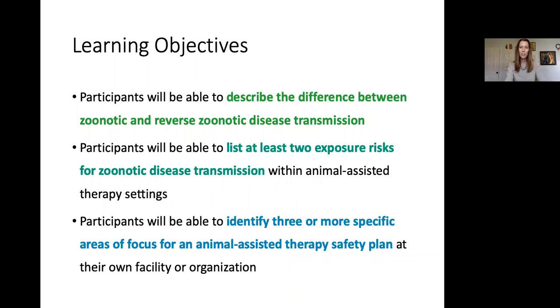Some of these recommendations would be applicable to your clinics or your own facilities. So some of the learning objectives today are that by the end of this webinar, I'm hoping that you'll be able to describe the difference between zoonotic and reverse zoonotic disease transmission. You'll be able to list at least 2 exposure risks for zoonotic disease transmission, particularly ones that may be associated with an animal-assisted therapy setting. And you'll be able to identify 3 or more specific areas of focus for an animal-assisted therapy safety plan that might be applicable to you or a facility that may be wanting to implement this program.